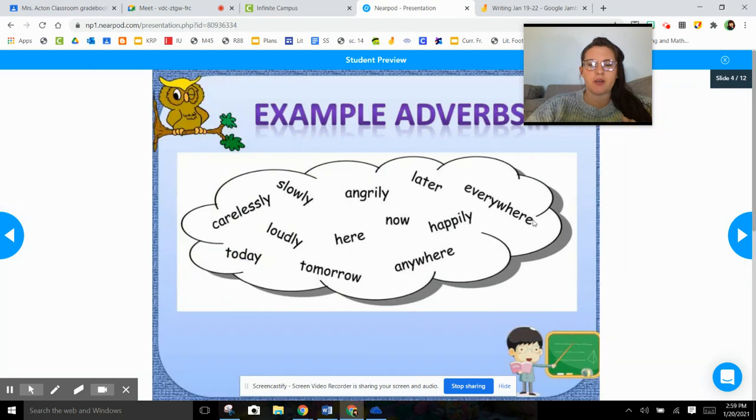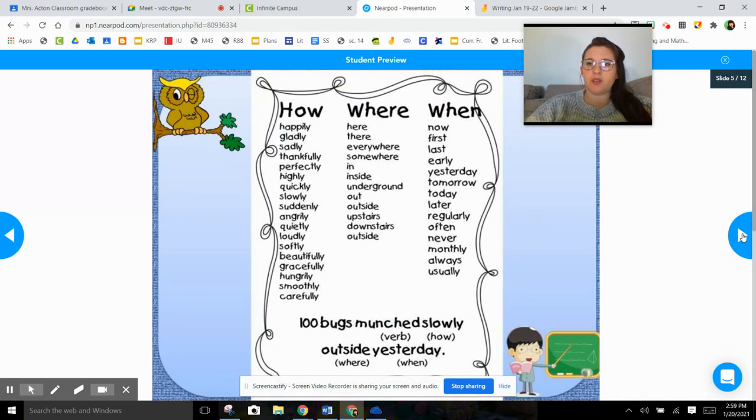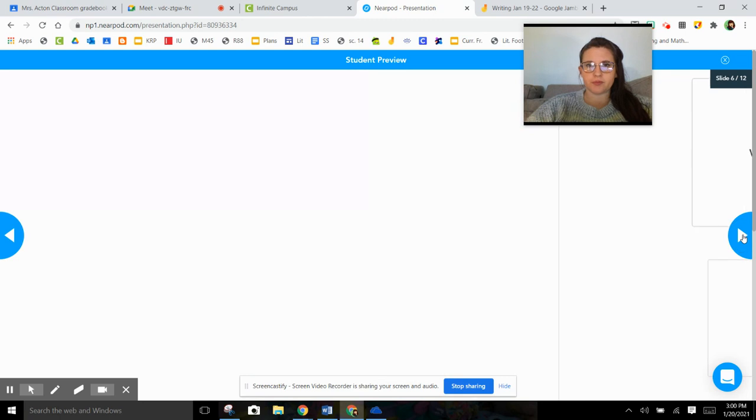Then we also have some list of adverb examples. Again, there's a lot of them that end in those ly, but a lot of them also answer the where and the when question. Then this is a list of some that you could use to help with your writing today. Miss Acton will be sure to put this on the page where you're actually creating your own sentence with adverbs about pizza, how you eat your pizza. I'll put this on there, that way you guys have something that you can use.